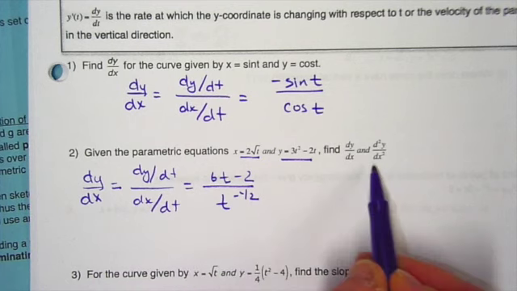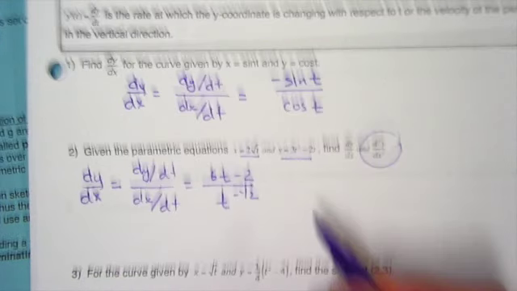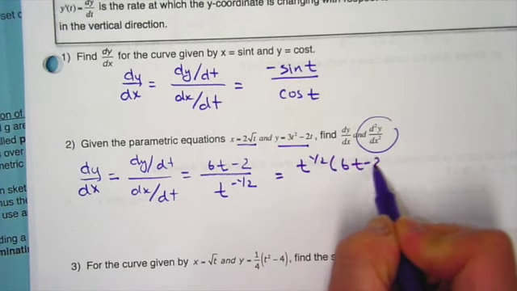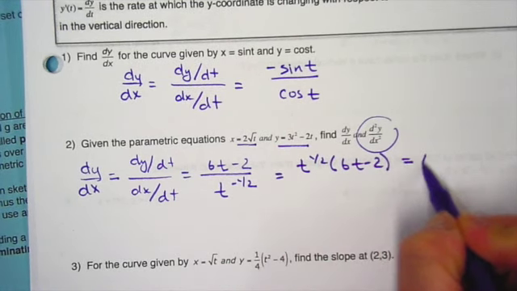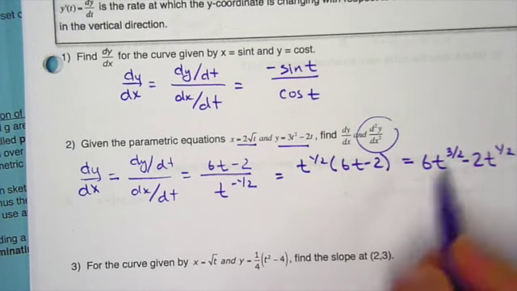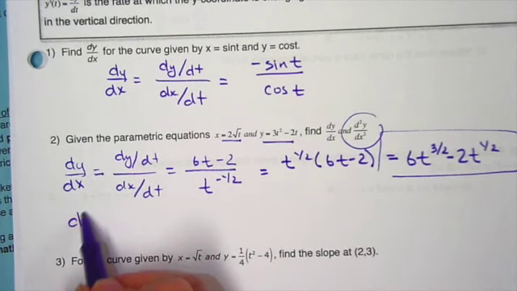But since I'm going to have to find the second derivative, this is where I probably will simplify. So I'm going to bring that negative exponent to the top and multiply it out and write it like this. And the reason why I'm doing this is this will make it simpler when I have to get to my second derivative.